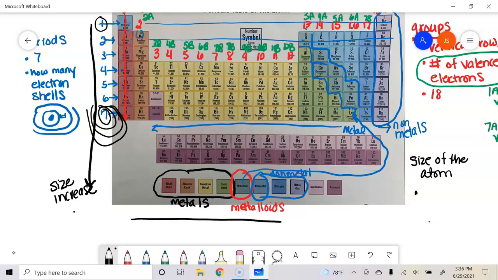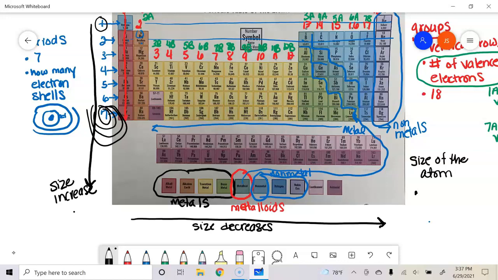Size also decreases as you move across the periodic table. And as we'll talk about more next week, the reason is because we're adding electrons, which are going to be attracted to the protons in the nucleus. Opposites attract, so it's going to pull everything a little bit closer and tighter together because of that attraction. So as you move across, the size is going to decrease.